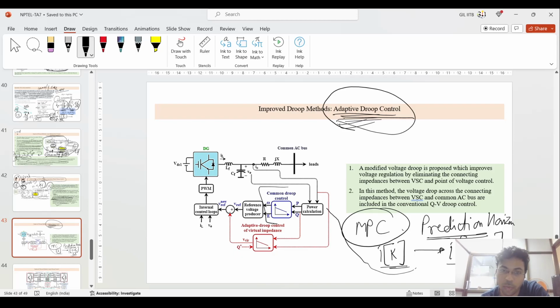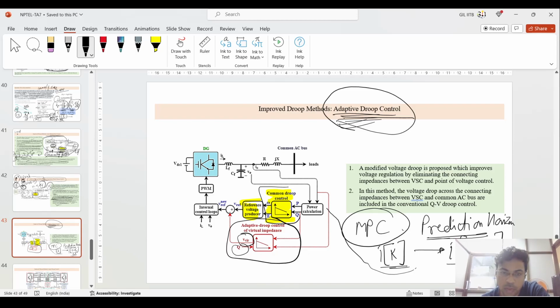This is the common group control. I am highlighting with this yellow color, if you see this. Okay, so this reference voltage producer, if you see, is in the common group control. And in the parallel fashion, if you see here, this is the adaptive group control of the virtual control. There is a virtual impedance generated.